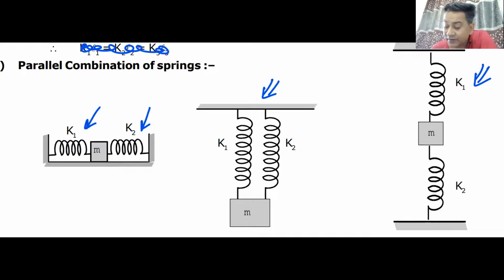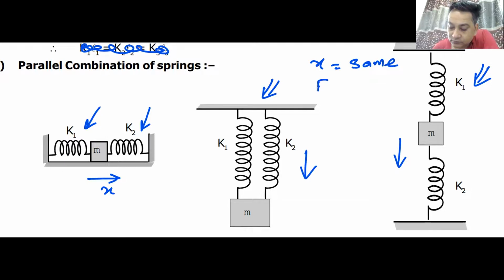What is going to happen here if I move this by x? Both the springs will have the same displacement. X will be same, force will be different. Do we understand this? What has changed? In the first case, in series combination, forces were same, x were different. Here, x is same and force is different. Do we understand this?